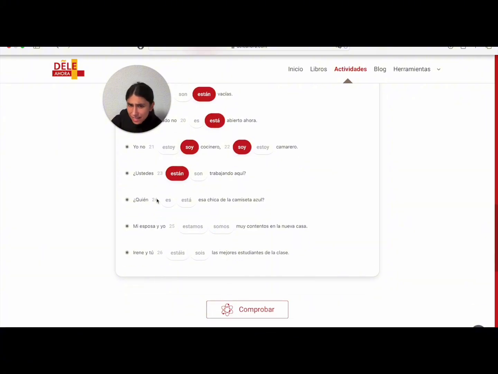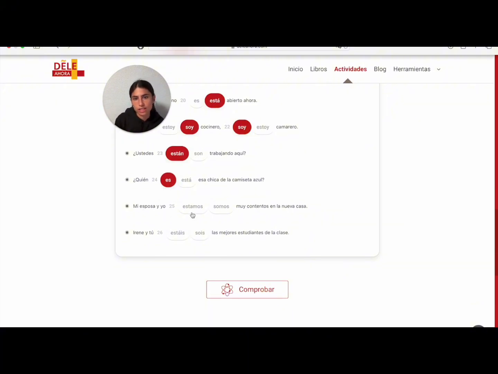¿Quién es esa chica de la camiseta azul? Who's that girl in the blue t-shirt? Who is she? I'm not saying what's her state. I'm saying who is she? So, verb ser. Mi esposa y yo estamos muy contentos en la nueva casa. Oh, we are happy in the new house. Me and my wife. So, being happy right now, it's a state. We are happy. We are content. We are, you know, estamos.